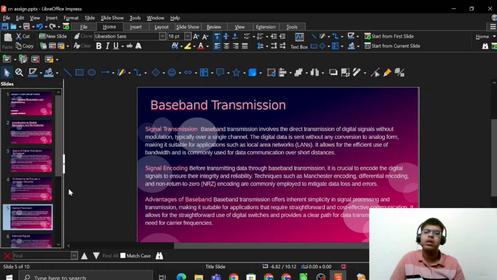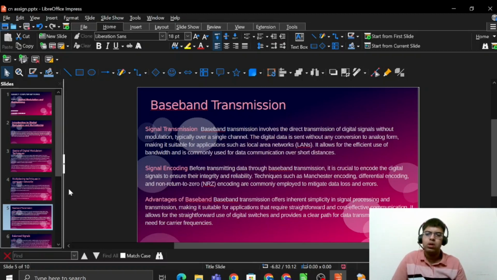Next is signal encoding. Before transmitting any data through baseband transmission, it is very crucial to encode the digital signal to ensure its integrity and reliability. Techniques such as Manchester encoding, differential encoding, and non-return-to-zero encoding are commonly employed for signal encoding to mitigate data loss and errors.